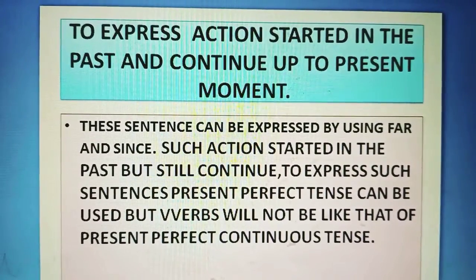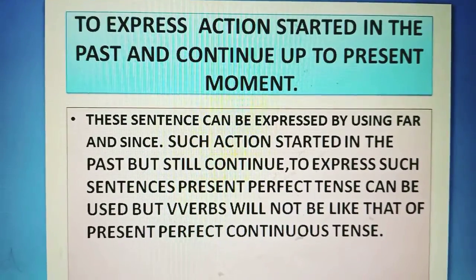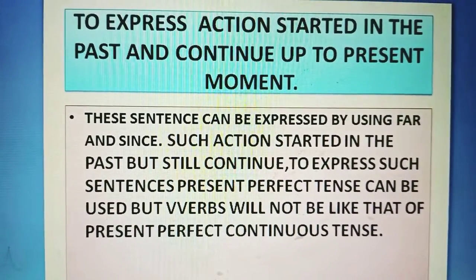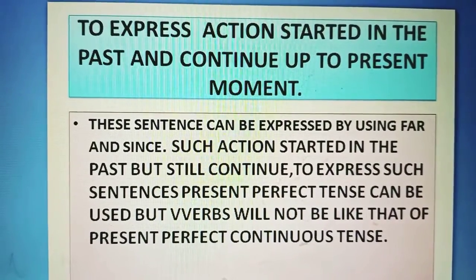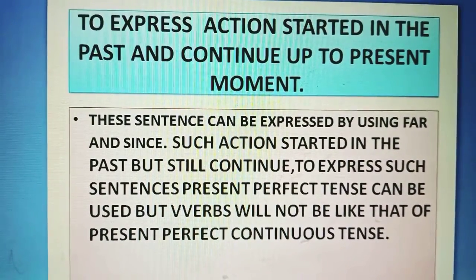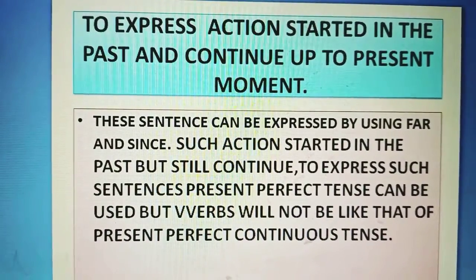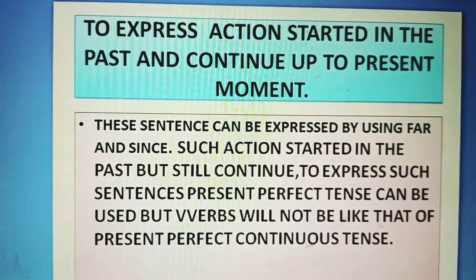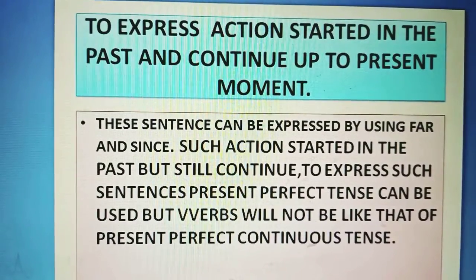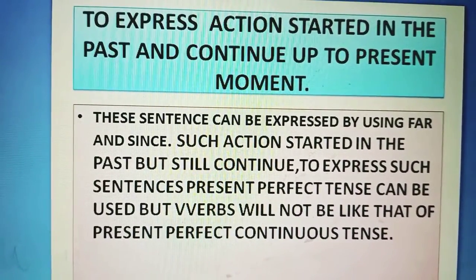How to express action which started in the past and continues up to the present moment. आपने past में कोई काम शुरू किया है, अभी भी उसका काम जो है वो presently you can feel, and the effect is continuous. So here, right, these sentences can be expressed by using for and since के द्वारा इनका यूज किया जा सकता है. Because these are such actions which started in the past but still continue.